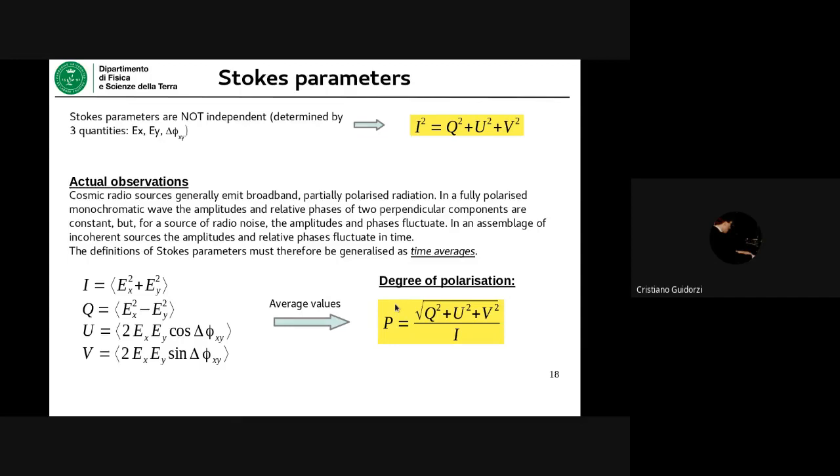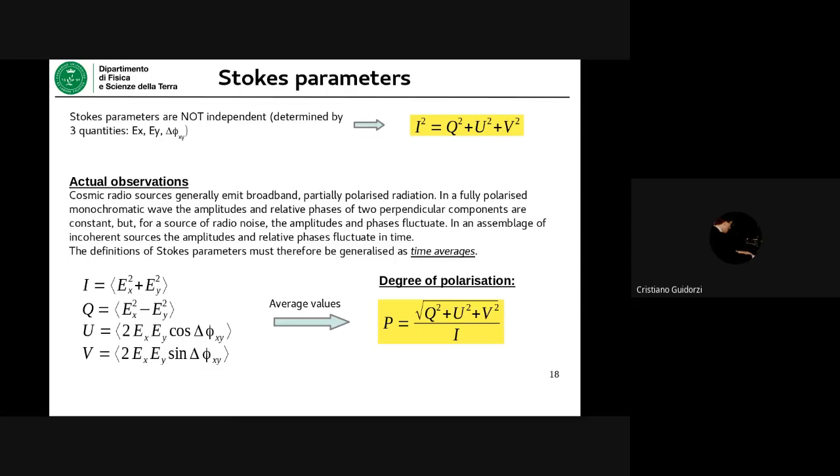So we conveniently define the so-called degree of polarization, which is the square root of the sum of the squares of Q, U, and V over I. So you immediately see that if you consider one single monochromatic wave due to a single atom or just due to an ensemble of atoms which are emitting coherently, so with the very same fixed phase and relative phase and amplitudes, of course, P is 1. So that would be the highest possible degree of polarization.